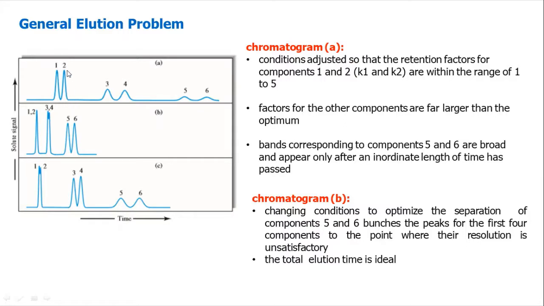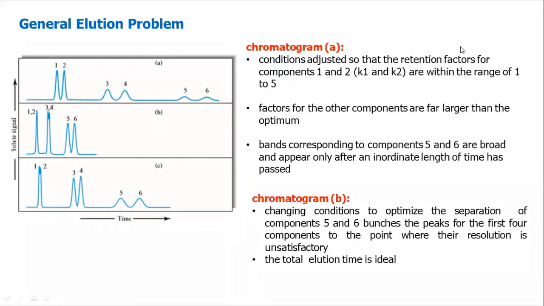So as you can see in the figure, narrow ang peaks because their retention factors are within the range of 1 to 5. For the other components, the factors are far larger than the optimum. So bands corresponding to component 5 and 6 are broad and appear only after an inordinate length of time has passed. So as you can see, si 6 ang pinaka-last nga nakagawas sa column and broad na pagyud ilaha nga band together with component 5.